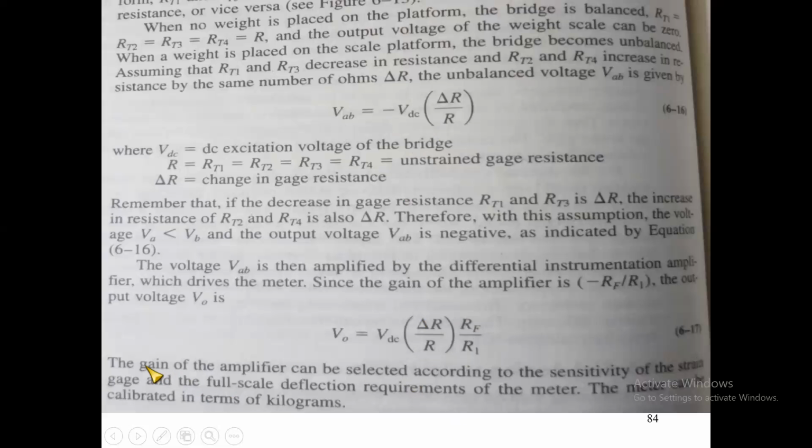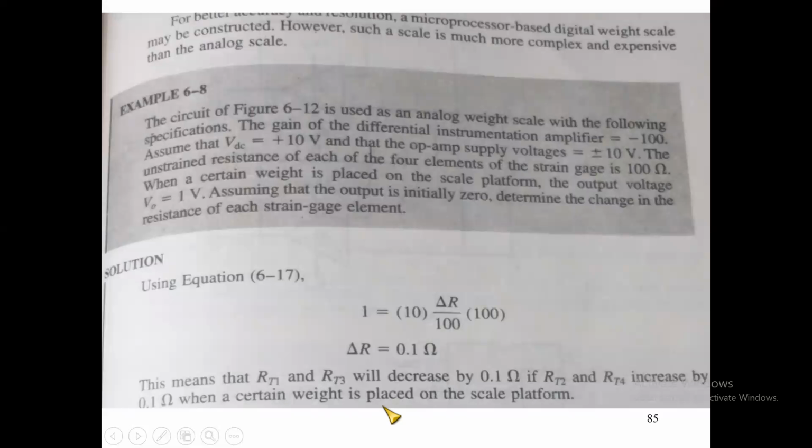So the gain of the amplifier can be selected according to the sensitivity of the strain gauge and full scale deflection requirements of the meter. The meter can be calibrated in terms of kilograms. For better accuracy, a microprocessor-based digital weight scale may be constructed. However, such a scale is much more complex and expensive than the analog scale.